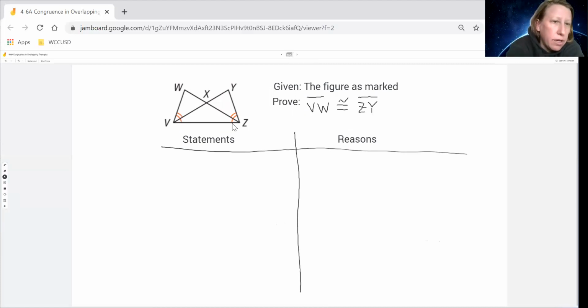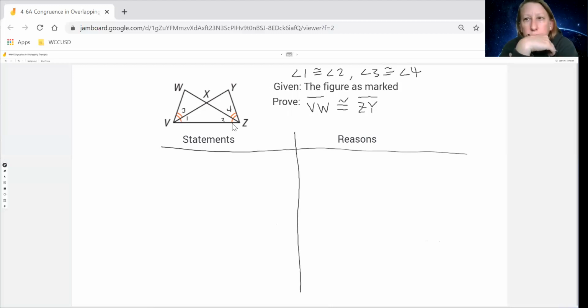I'm going to make this a lot simpler in our proof and call this angle 1 and angle 2. Okay, and it's given to me that angle 1 is congruent to angle 2. Do we see any other angles with the same marks? Yep. This one and this one. So I see angle 3 is congruent to angle 4 that was given in the markings.